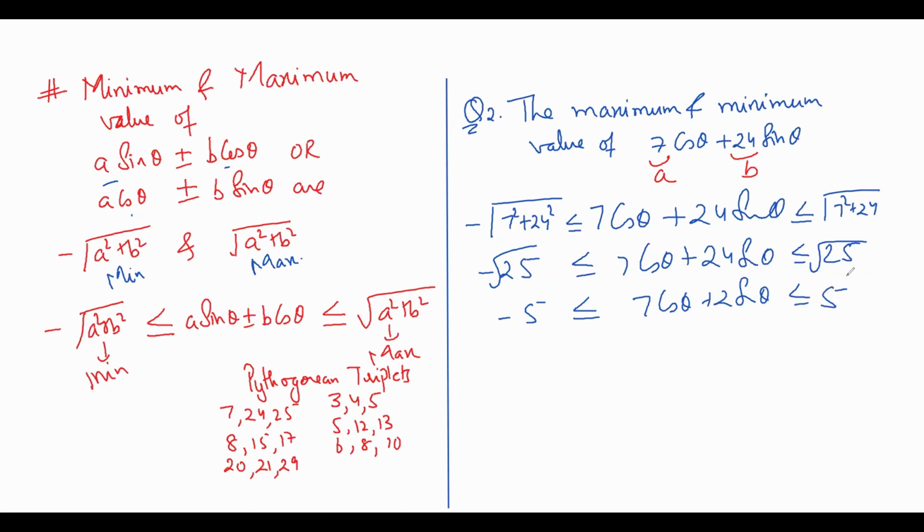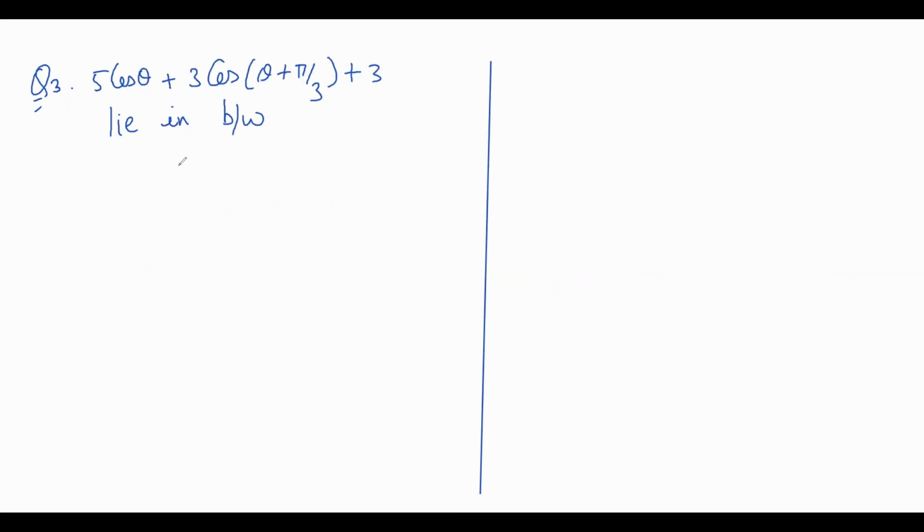Okay. What next? We can get this expression also, and this again we do from the previous formula. That means you have to find that this kind of expression lies in between two values. And first of all, we have to solve this. That is, I solve this by doing this: 5 cos theta plus 3 cos theta plus pi by 3. I'm solving this part.